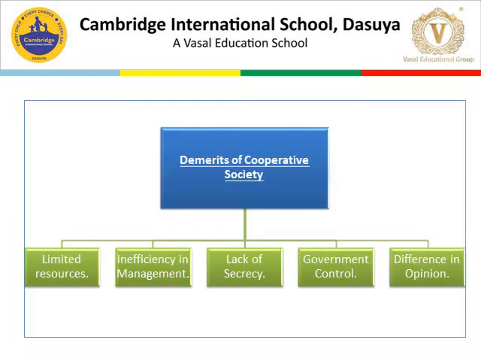Now the demerits of the cooperative society. First demerit is limited resources. Next is inefficiency in management. Number 3 is lack of secrecy. Number 4 is government control. Number 5 is difference in opinion. So we will study all these demerits one by one in detail.